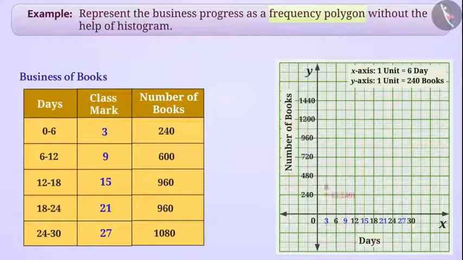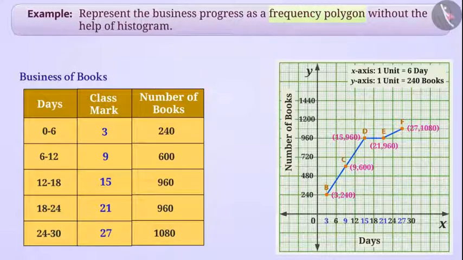We will then denote the class mark and their frequency of all the class intervals from the points B (3, 240), C (9, 600), D (15, 960), E (21, 960), and F (27, 1080) respectively. After this, we will connect all the points to complete the frequency polygon.